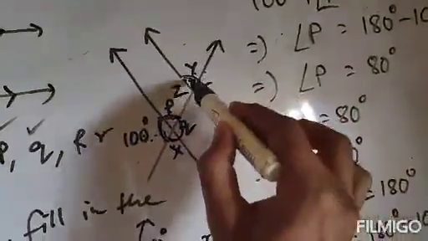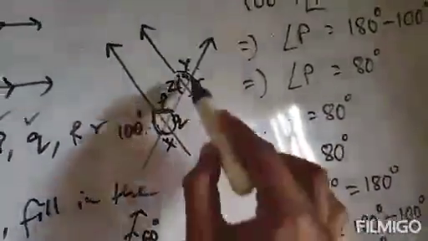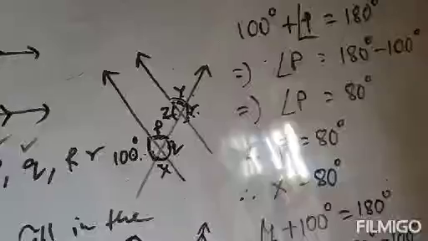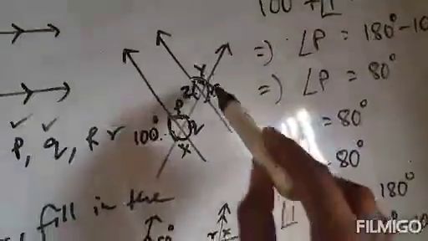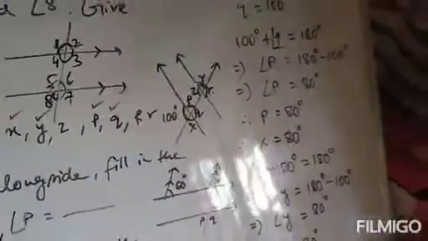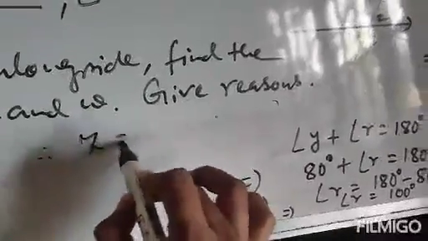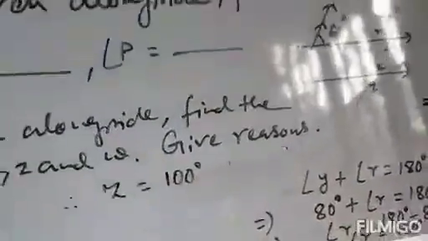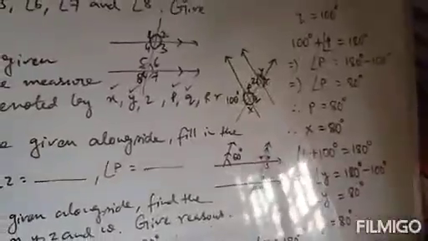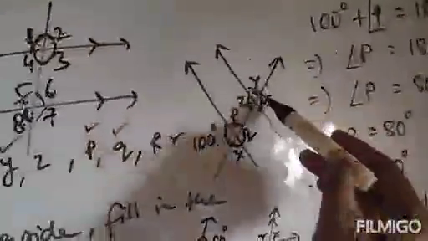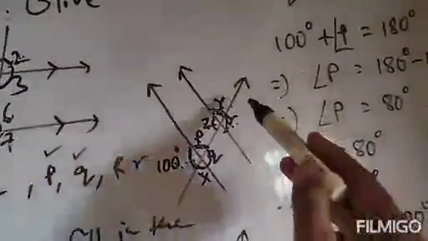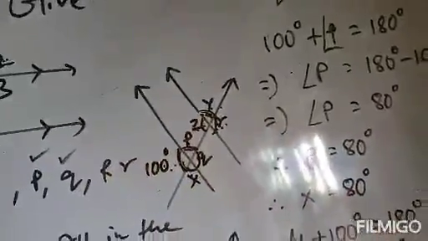Now if r equals 100 degree, z will also be 100 degree, because angle r and angle z are vertically opposite angles, and vertically opposite angles are equal. Clear? So we have got the value of angle z and angle r also. So all the values are calculated.